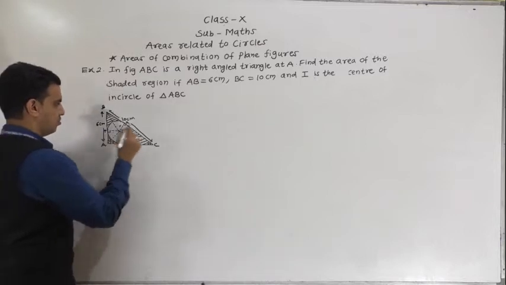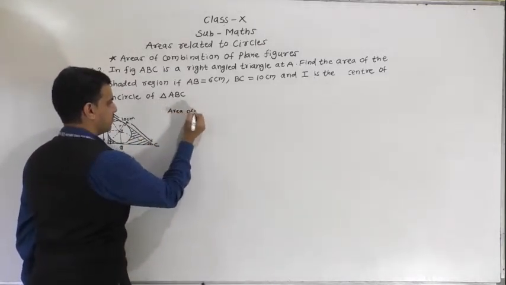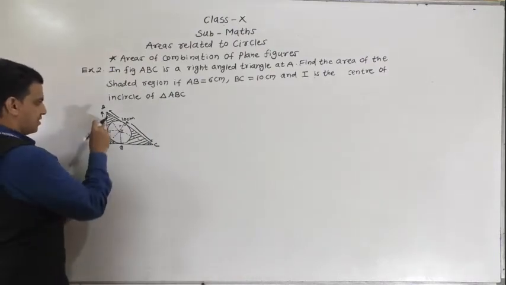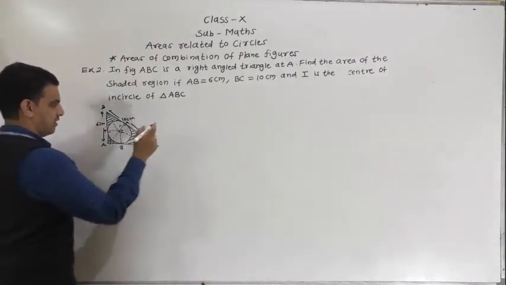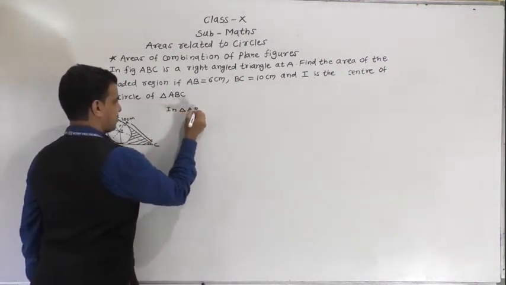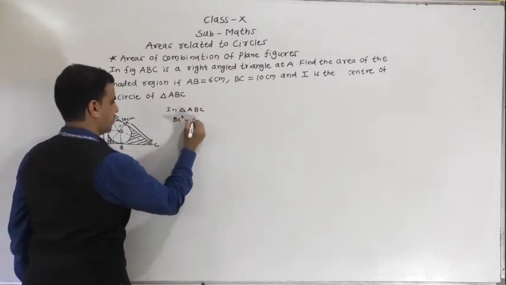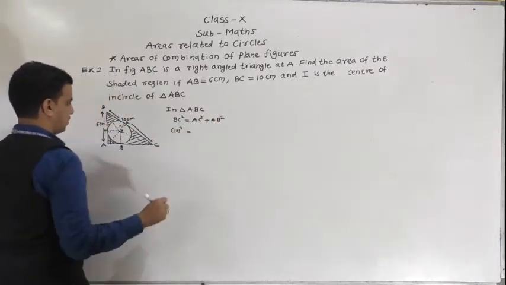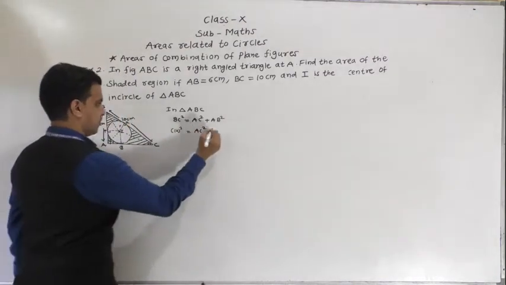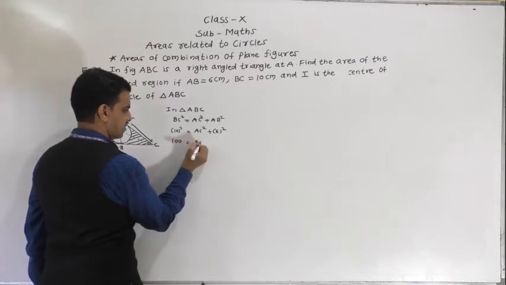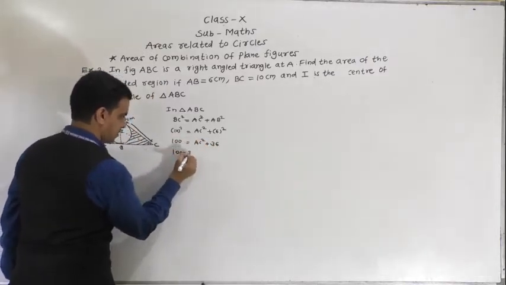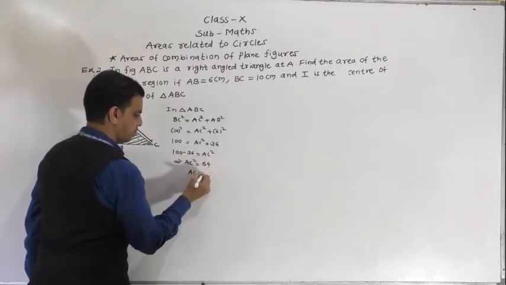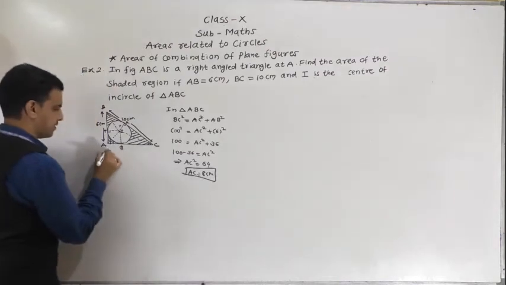To find the area of triangle ABC, first we find AC. How will we get AC? This is a right triangle, so by Pythagoras theorem we can find AC. In triangle ABC, BC square is equal to AC square plus AB square. So 10 square is equal to AC square plus 6 square. 10 square is 100, AC square plus 36. So 100 minus 36 is equal to AC square, so AC square is 64. So AC is equal to 8 centimeter.